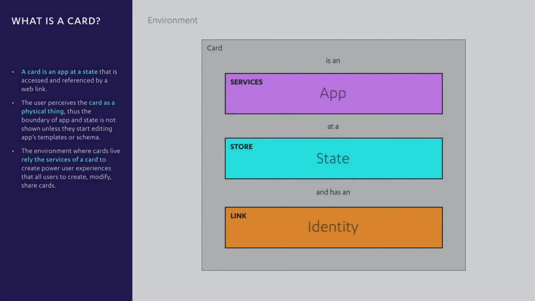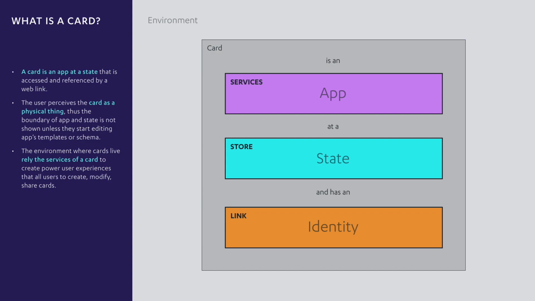So let's start from the basics of what is a card. This is a question I get asked a lot, especially since Cardstack is a company and an organization and a foundation. We typically use card for everything. Everything is a card. But from a framework and from a programming and design point of view, a card is an application at a state. So a card is both the app as well as what you put into the app.